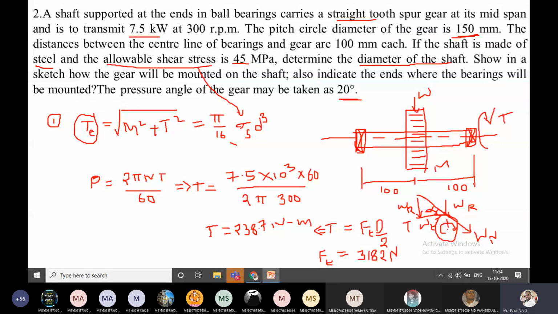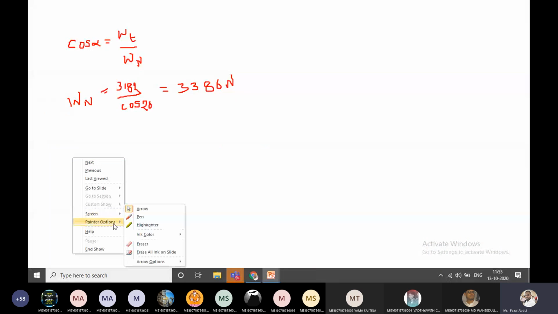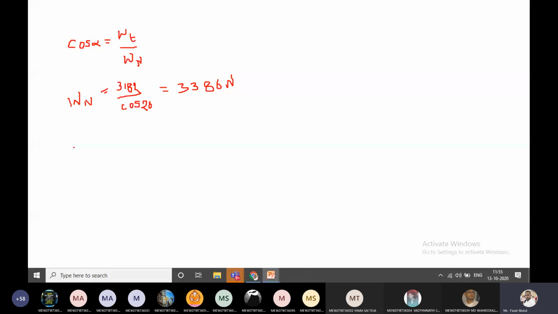Otherwise, these are the supports. Consider this as a simply supported beam, and the point load acts at midspan of the beam. Now tell me the bending moment equation for this one. Anybody? Bending moment. This is a simply supported beam, and at mid point it is subjected to a point load. So for this, what is the bending moment? Very good. WL by 4.